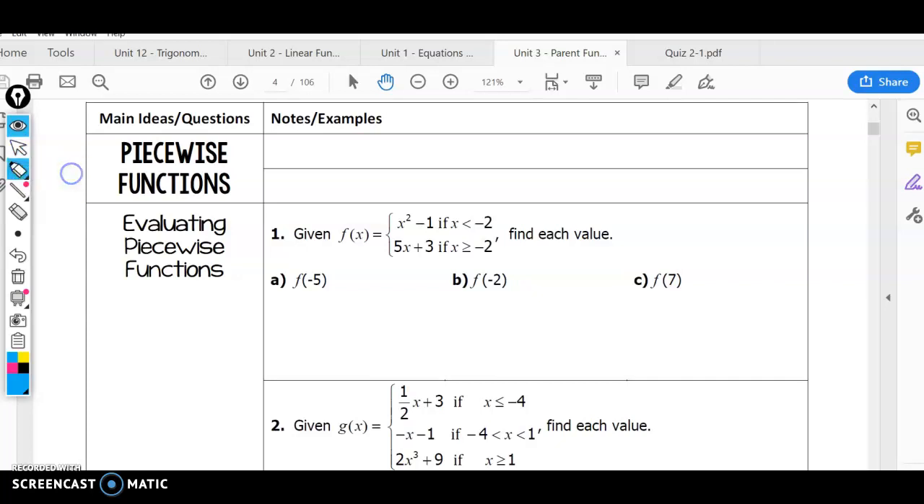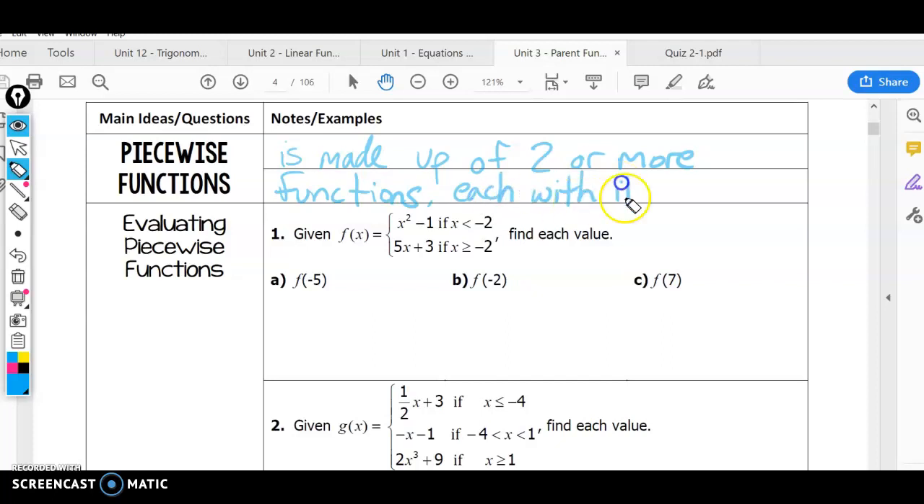Piecewise functions are made up of two or more functions, each with its own domain.